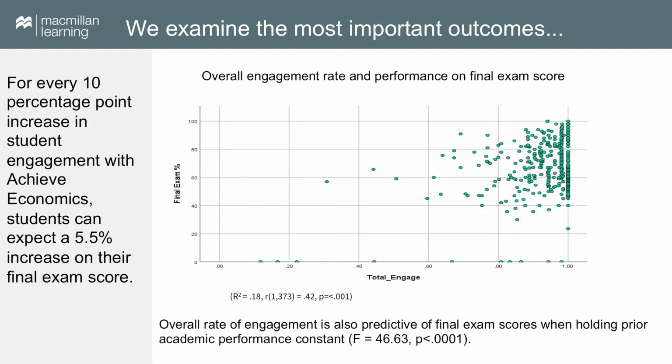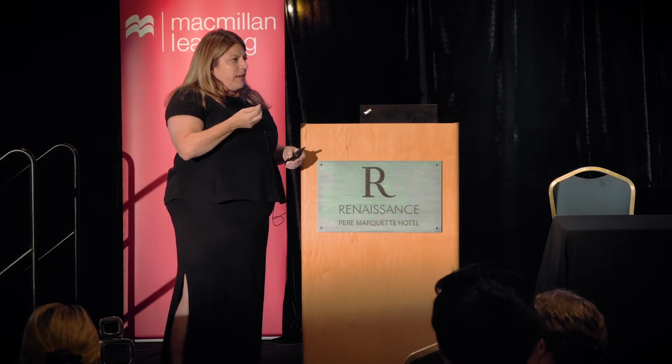And what we found was that for every 10 percentage point increase in student engagement with Achieve, the students could expect to see a 5.5% increase on their final exam score. Very positive findings. So what I did was showed you the correlation between total engagement and final exam score. Total engagement in this case was defined as an instructor assigned an activity to a student and the student at least accessed it. The student didn't even have to complete the activity in this case. They literally just had to access it.